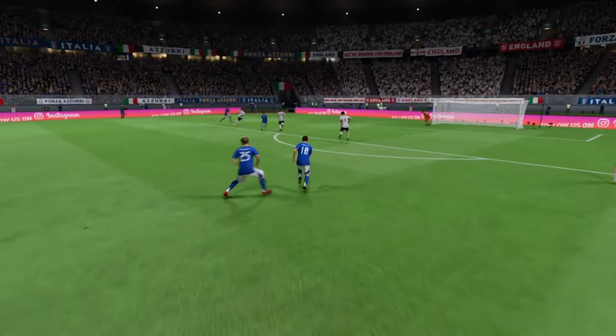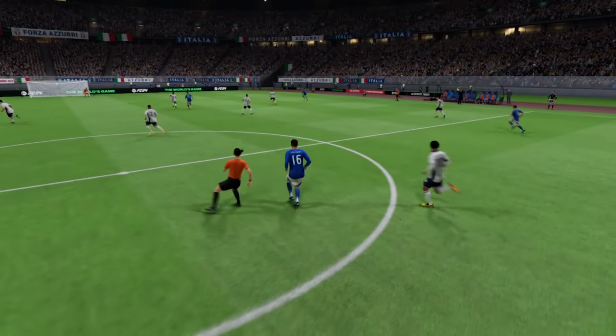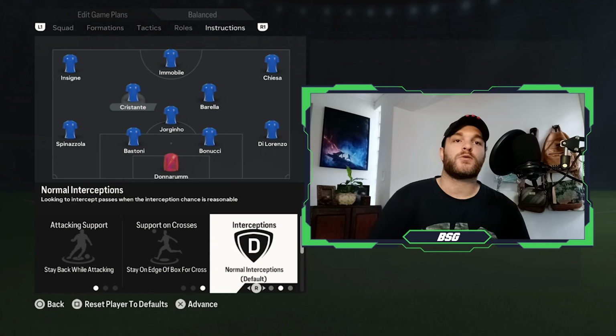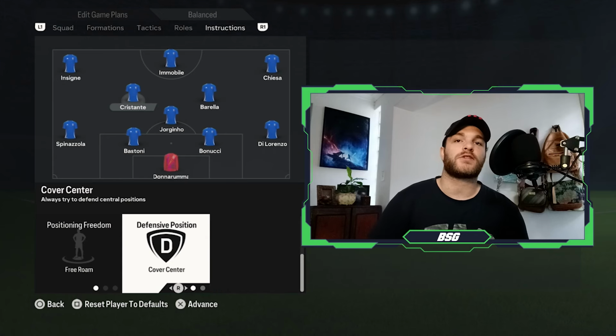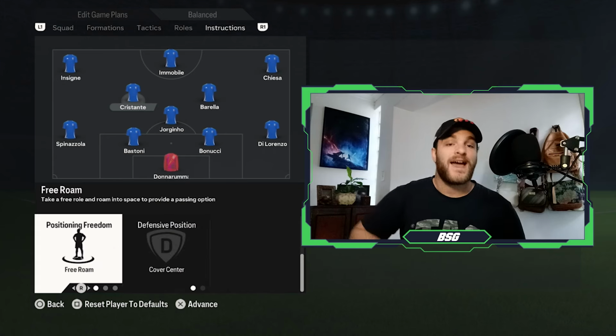The support on crosses will also be set to stay on the edge of the area. You don't really want him getting too far forward. You want him more or less looking to try and rotate and facilitate the pace of play. The interceptions will be set to normal, and you want him to cover the central zones as well as have that free roaming role. Verratti was very important in the Euro 2020 run, where he would often look to play those key passes into the attackers and try and generate those offensive opportunities.